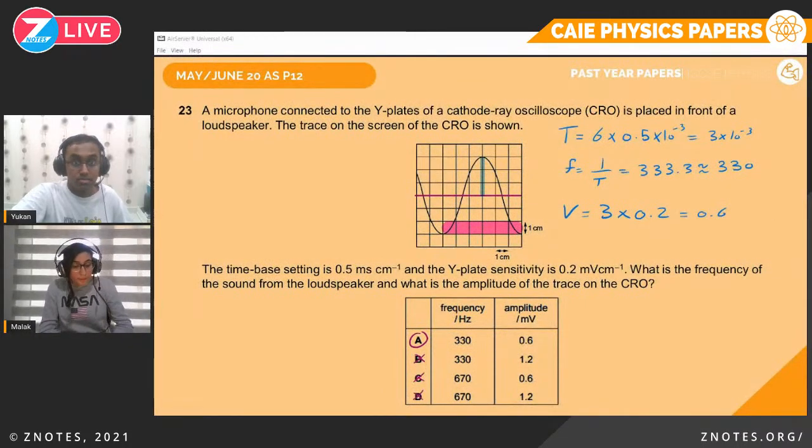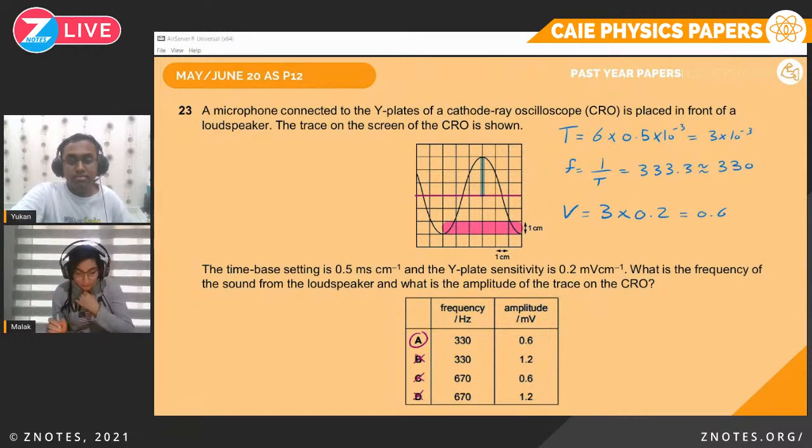Question 23. A microphone connected to the Y plate of a cathode ray oscilloscope, CRO, is placed in front of a loudspeaker. The trace on the screen of the CRO is shown. The time-base setting is 0.5 milliseconds per centimeter, and the Y plate sensitivity is 0.2 millivolt per centimeter. What is the frequency of the sound from the loudspeaker, and what is the amplitude of the trace on the CRO? Now, it's just a simple matter of counting and multiplying.